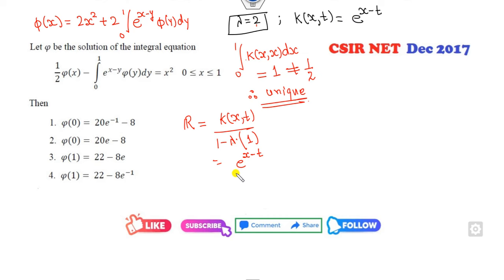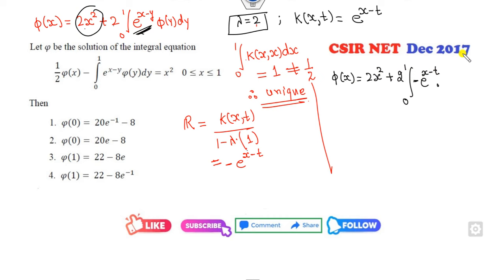So what is my solution? Solution is phi x is equal to f x plus twice integral 1 to 0. Instead of this, I can write this part as e^(x-t) into f of t. F of t will be 2 times t square. Fine. So I can write this function as twice x square minus 4 e raised to power x times integral 0 to 1 e raised to power minus t times t square.